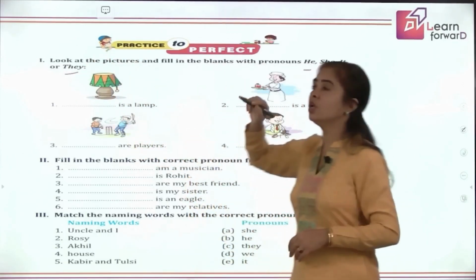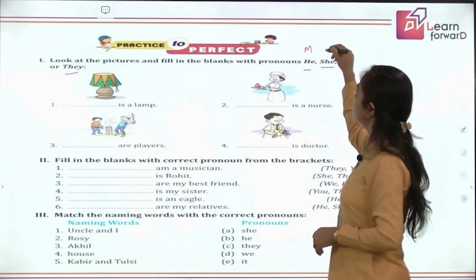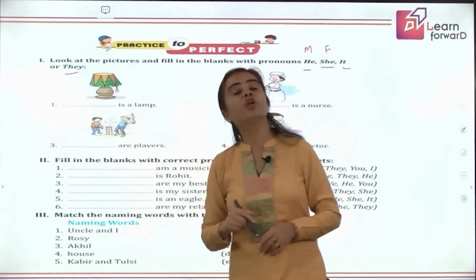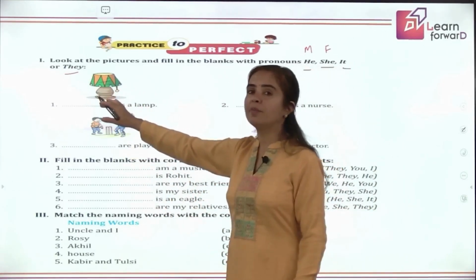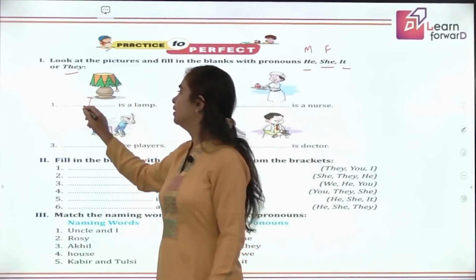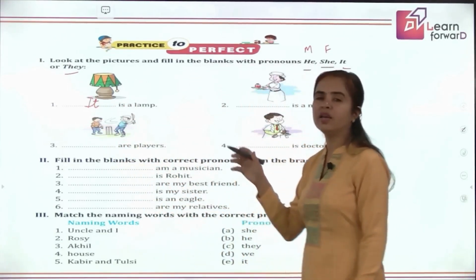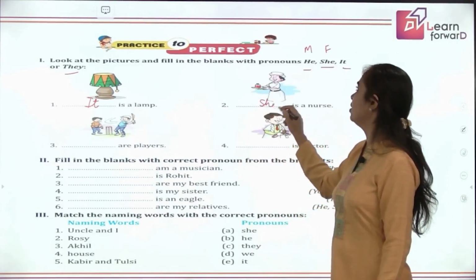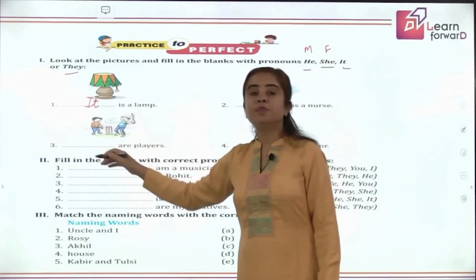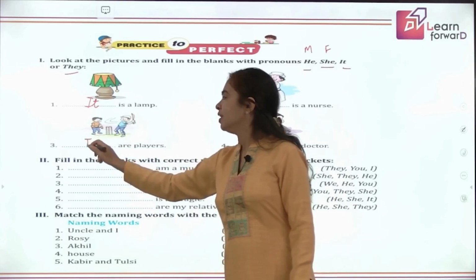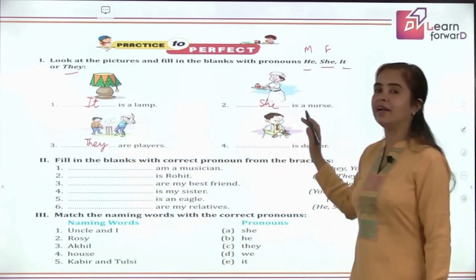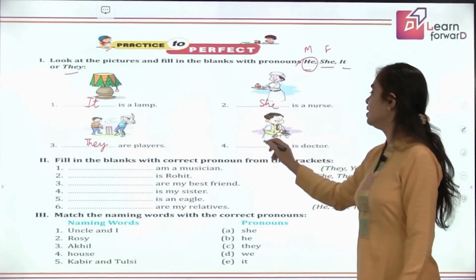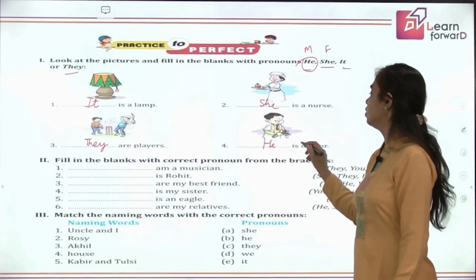So, let's quickly recall. He is for males. She is for females. It is for animals or places or things. And they is for plural. So what will you use for lamp? Yes, it. I said for animals, places, or even things we use it. Girl, yes. So we'll say she, feminine gender. It's plural. Yes, we'll be using they. So they are players. And here the doctor is singular, and you can see the doctor is a male. So what will you be using? He. He is a doctor.